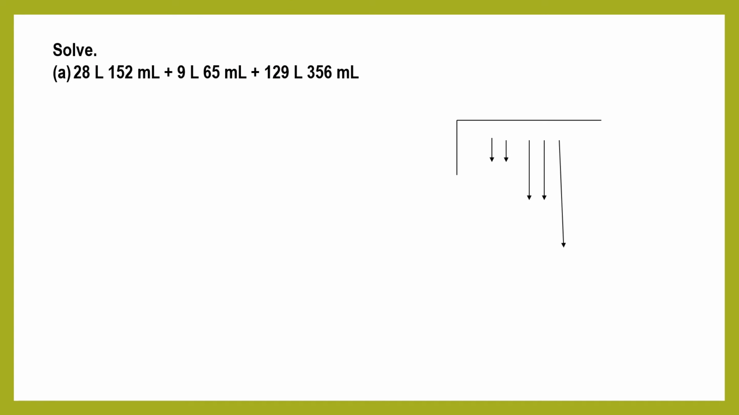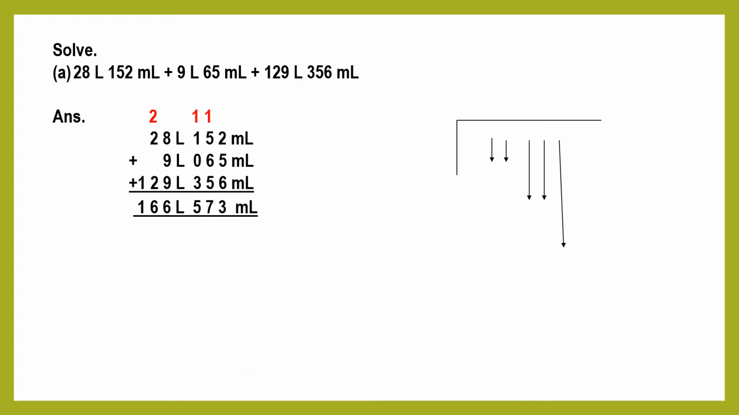Now we are going to solve the questions. See, first question is based on addition. 28 liter 152 milliliters plus 19 liter 65 milliliters plus 129 liter 356 milliliters. Now children, see how I have written. From the right side you have to start. From the milliliter part you have to start. Write the liter and milliliter parts separately and then start adding from the milliliter part.